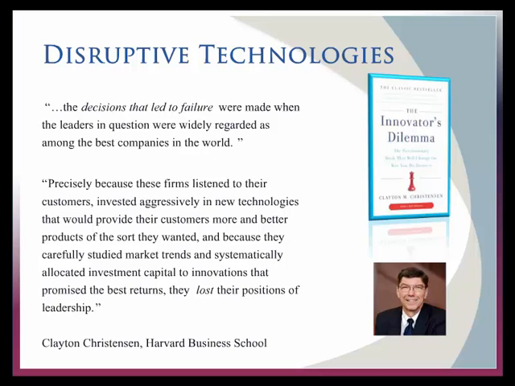Next, precisely because these firms listened to their customers, invested aggressively in new technologies that would provide their customers more and better products of the sort they wanted, and because they carefully studied market trends and systematically allocated investment capital to innovations that promised the best returns, they lost their position of leadership. That's the dilemma, is that by paying too much attention to what's working today, you totally miss out on what's going to work tomorrow.